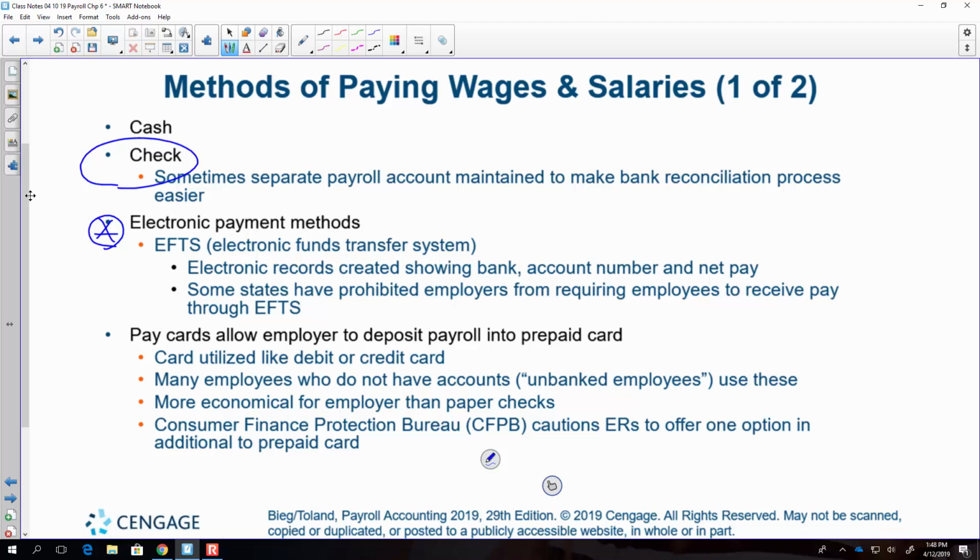And then finally, the last choice they talk about, and I've not seen it too often around our area, but in some cases, employers pay their paychecks on a prepaid card or a debit card, and basically fill that debit card that the employee can then use for purchases.